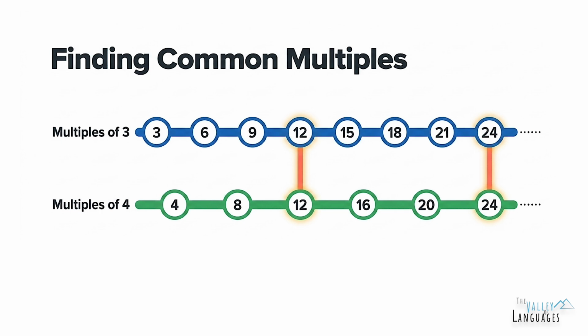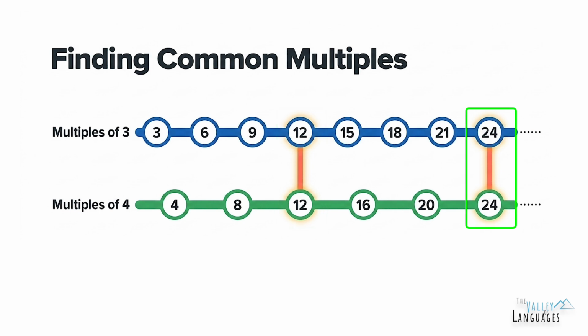Finding common multiples. Okay, let's mix it up. What happens when we compare different sets of numbers? Take the multiples of 3, going continuously, right alongside the multiples of 4. Let's play a quick game of matching here. We're basically looking for numbers that live in both neighborhoods. Scan the two lists. Do you see any numbers popping up in both the 3s and the 4s? Boom! If you spotted 12 and 24, excellent work.